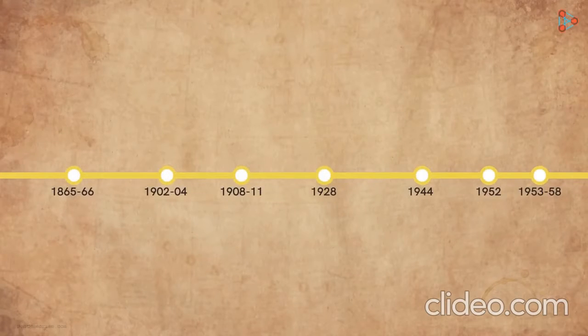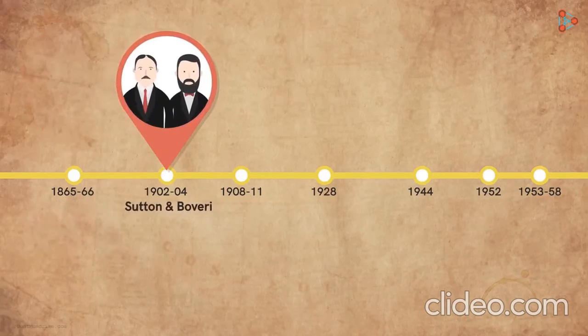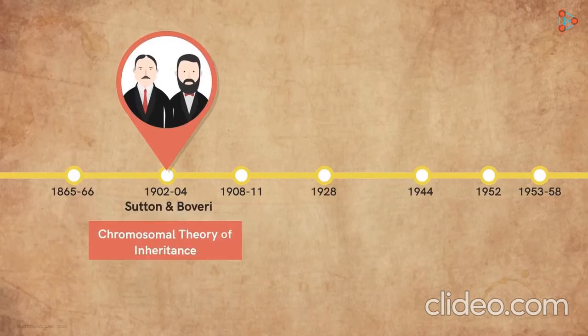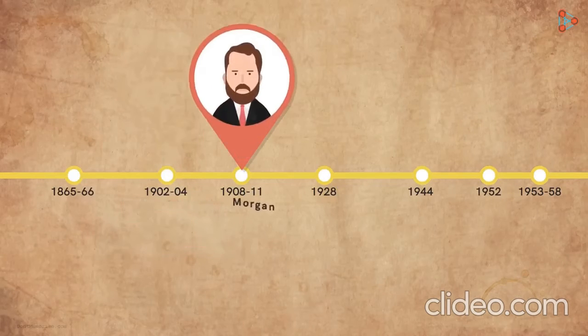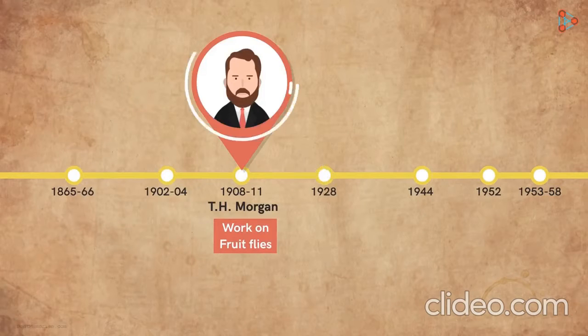This is the timeline of the history of genetics. So far, we have covered the important milestones up to this point. Yes, we have taken a look at the work of Gregor Mendel, followed by the work of Sutton and Boveri. This was the chromosomal theory of inheritance. Later, it was Thomas Morgan who put forth his work on the common fruit fly and achieved another milestone. Now comes the next one.